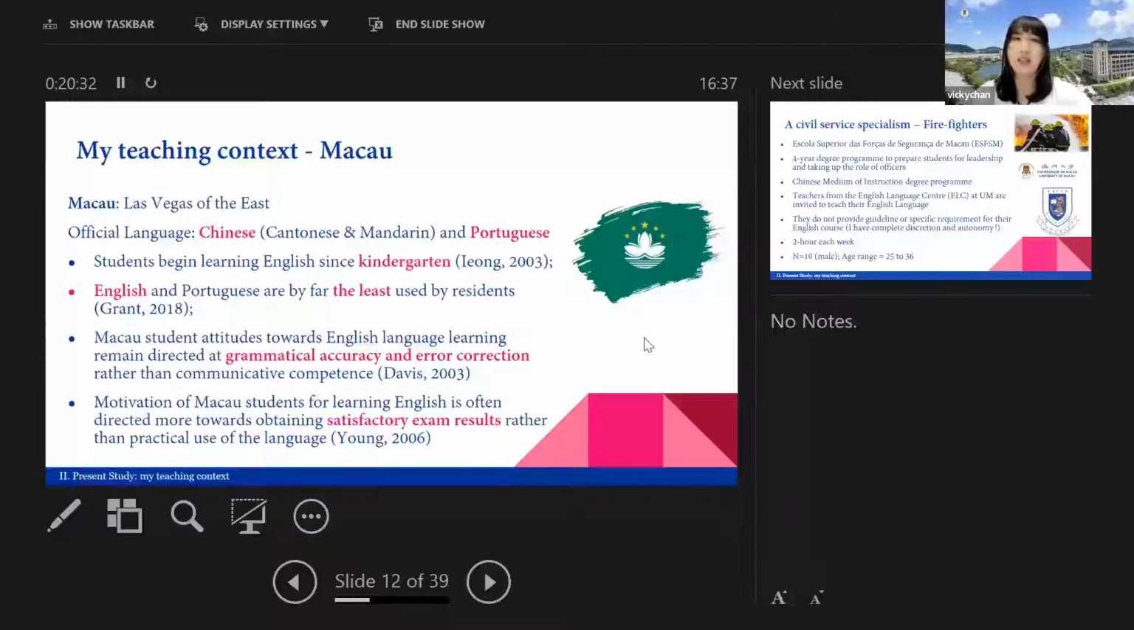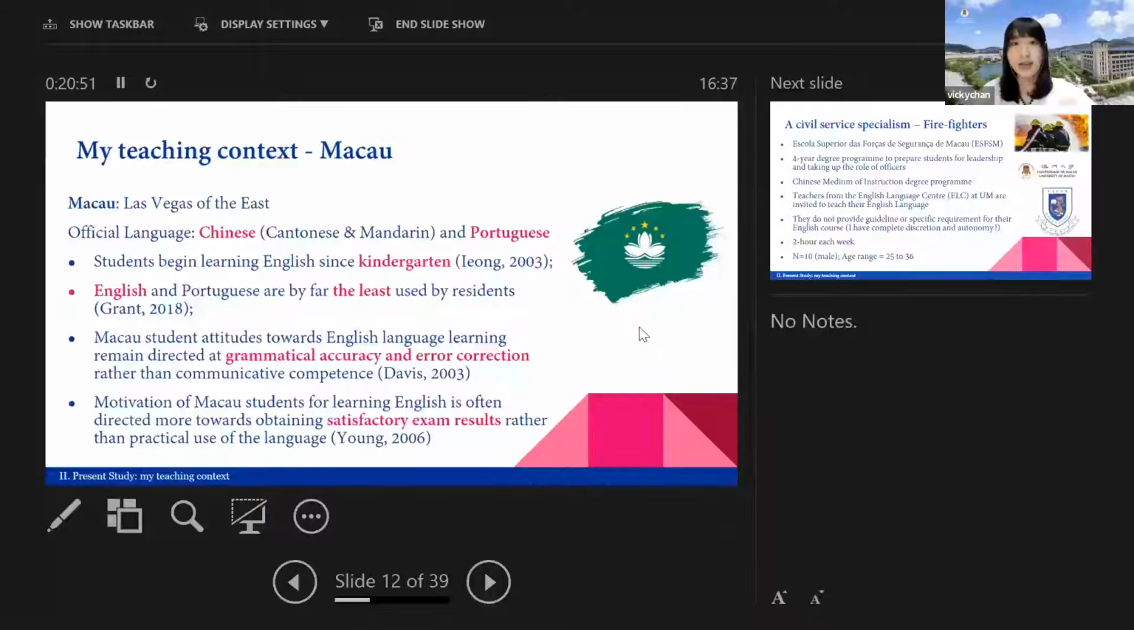As you can see, the actual English usage in Macau is more for accuracy and correction focus, because students are exam-oriented when they learn English rather than using it for communicative purposes.